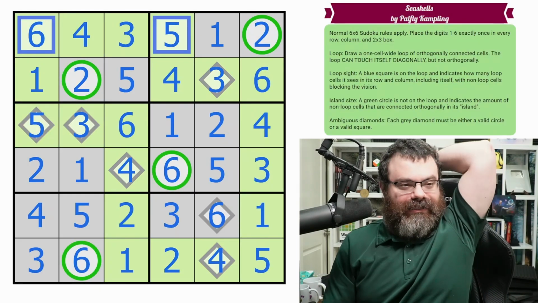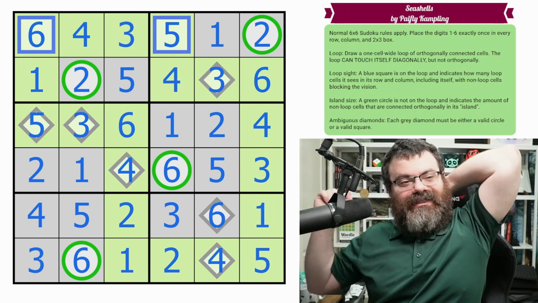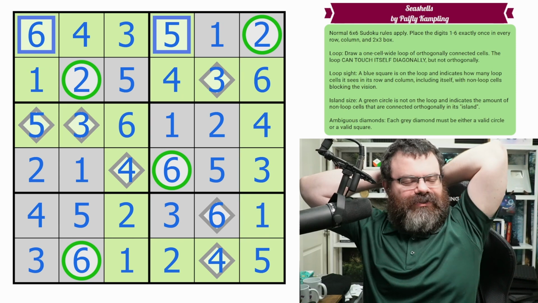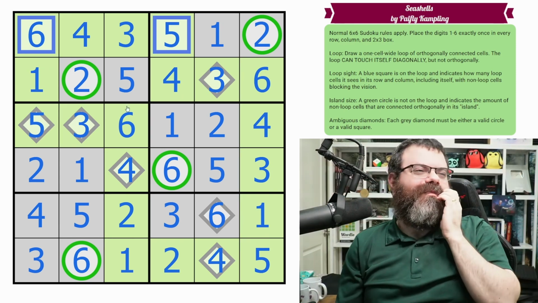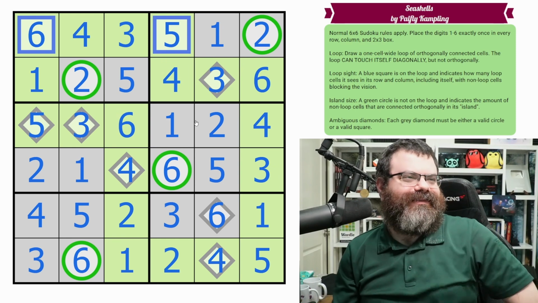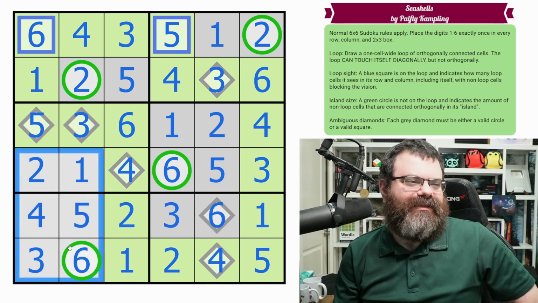Neat puzzle, Palfly. Yeah, so I think I probably missed some. Took me a little bit of time to get some of the logic that may have been somewhat easier than I made it, but neat. And yeah, our loop does touch itself diagonally there. I think it's kind of almost forced to with the small islands that we had to make.